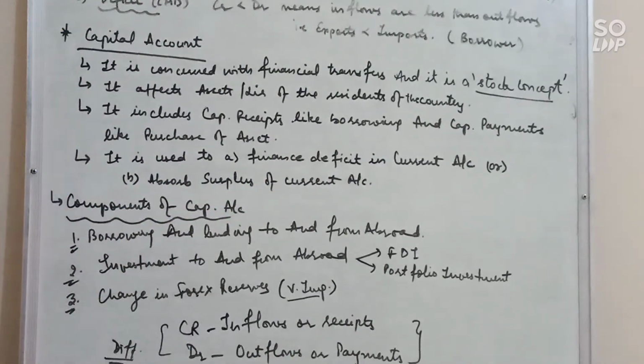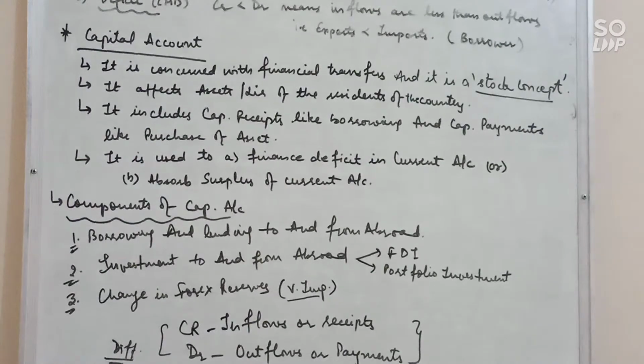So all these are the features. So what are the components? There are three important components. First is borrowing or lending to and from abroad. It includes all the transactions related to borrowing from abroad by the private sector, government, etc. All receipts of such loans or repayments of loans by the foreigners are recorded on the credit side, which is also known as the positive side.